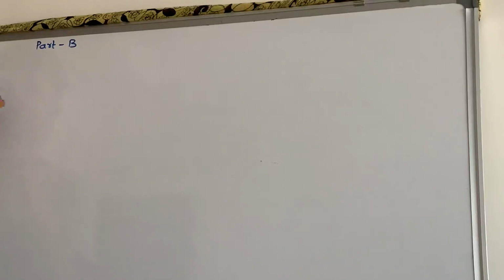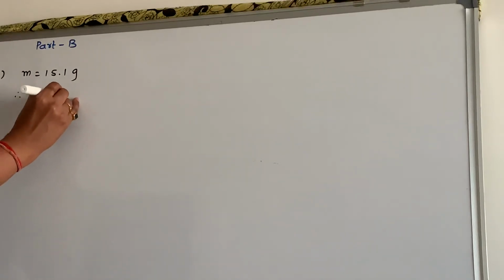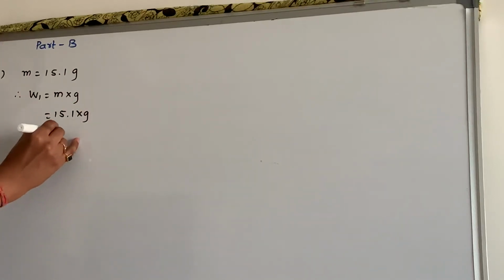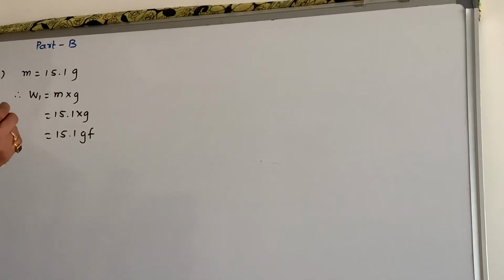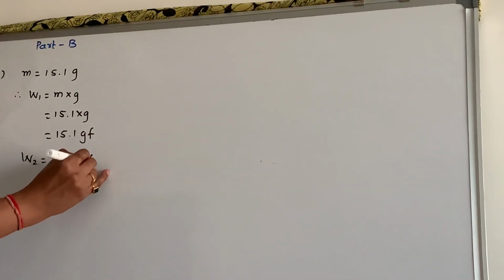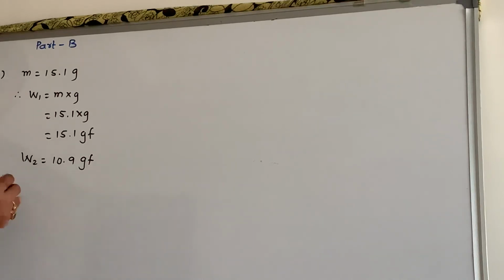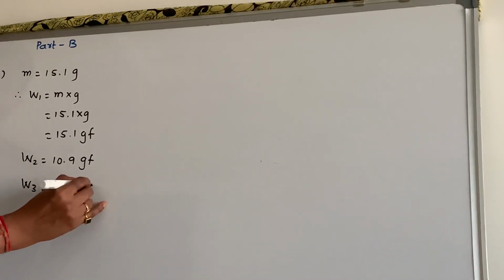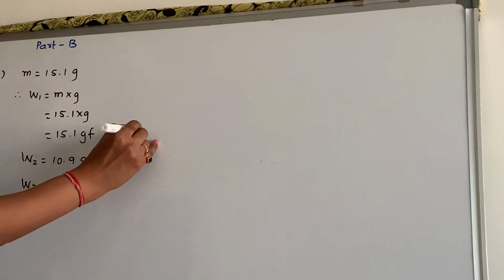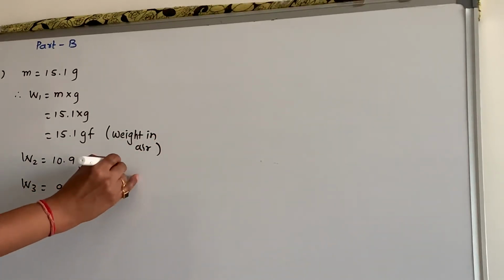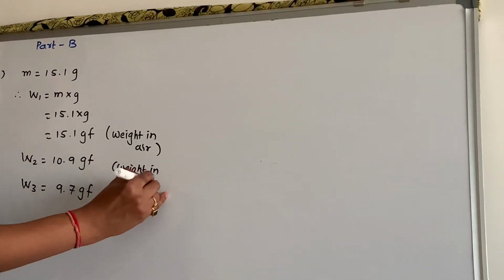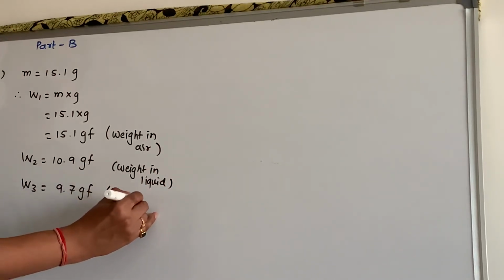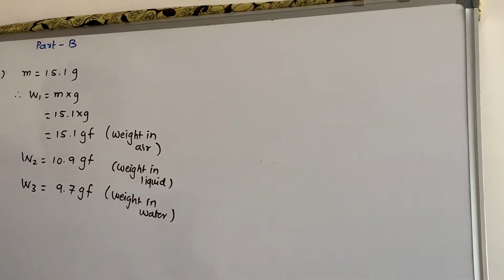In 16, what is given? Here, a piece of stone of mass is given as 15.1 gram. So, can I write here therefore directly weight in air is m into g, which is 15.1 into g, which is 15.1 gf, that is weight in air. Immersed in a liquid, that is W2, weight in liquid, which is 10.9 gf. And then it is immersed in water, so W3 is given, which is 9.7 gf. This is weight in air, this is weight in liquid, and this is weight in water.